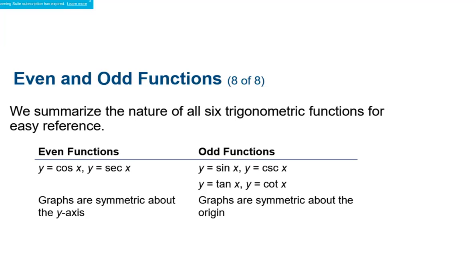We summarize the nature of all 6 trigonometric functions for easy reference. Even functions are cosine and secant. Odd functions are sine, cosecant, tangent, and cotangent. Even functions are symmetric about the y-axis, and odd functions are symmetric about the origin.